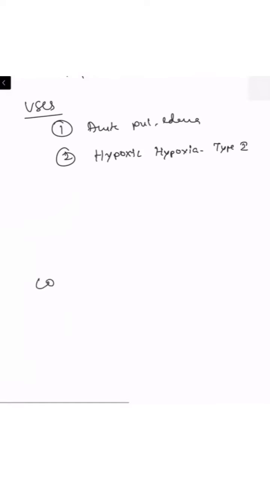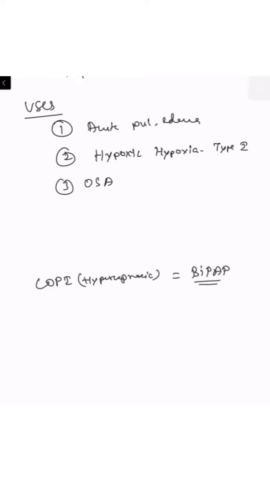So for COPD patients, that means hypercapnic hypoxia, BiPAP is the better method than CPAP. But in a non-availability setting, we can consider using CPAP in COPD patients. The third indication is obstructive sleep apnea syndrome. In obstructive sleep apnea, there will be overgrowth of tonsillar, soft palate, and hard palate tissues. It will occlude the normal airway. So by giving positive pressure, it will open up the airway and increase the oxygenation.